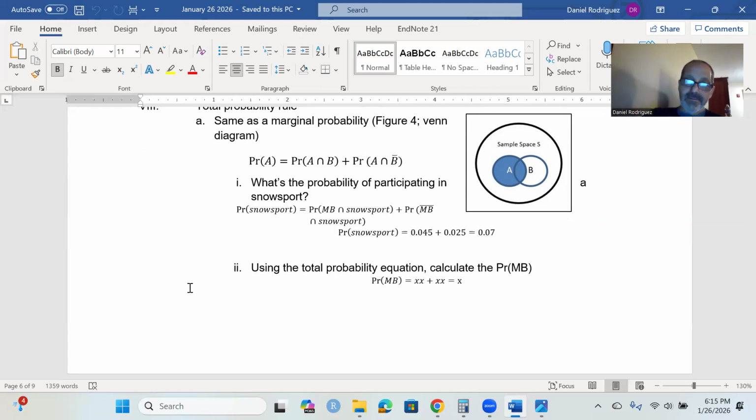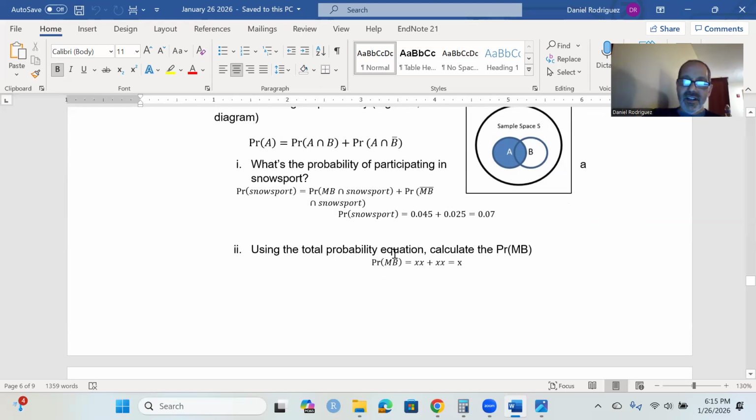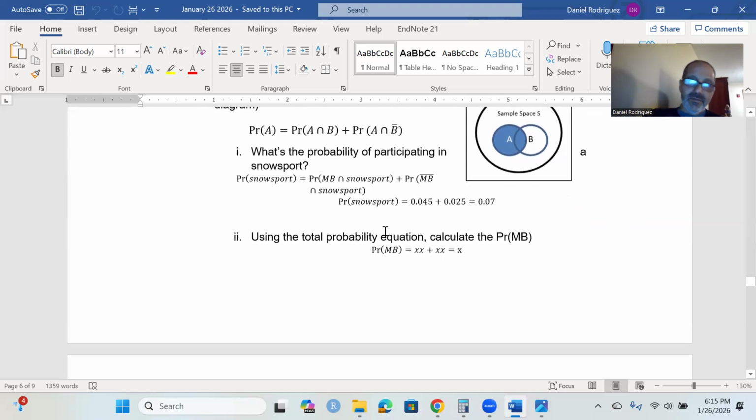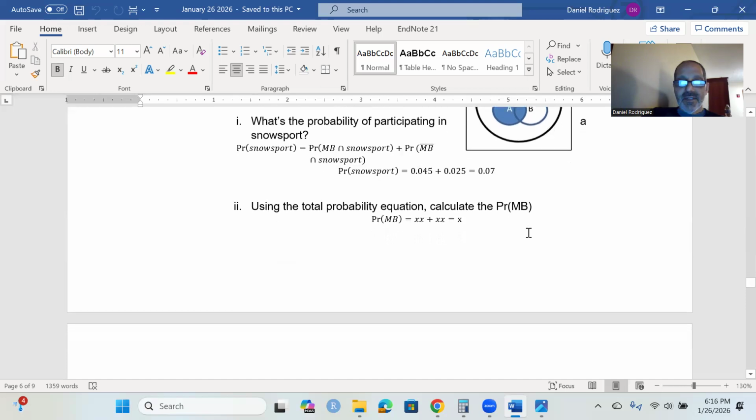Okay? And again, you can figure it out by running through a table or by just using the calculation using the equation. So you have the probability of participating in snow sports, so that's the probability of mountain biking and participating in the snow sport plus the probability of not mountain biking and participating in the snow sport, because those who participate in snow sport either mountain bike or they don't, right? So that's why we divided it as we did. Okay.